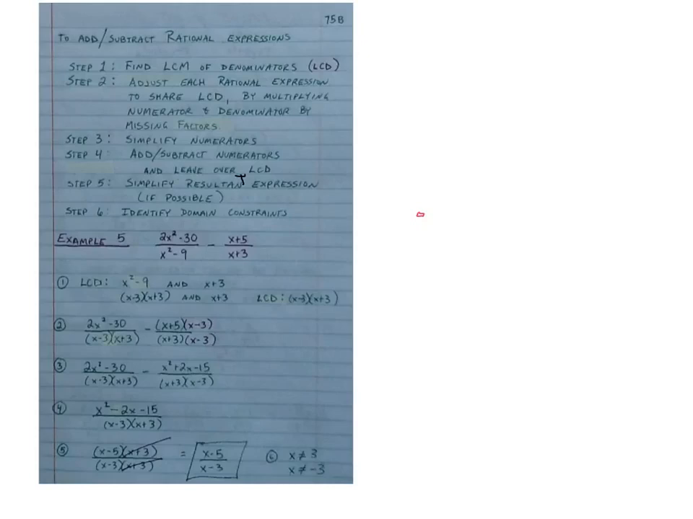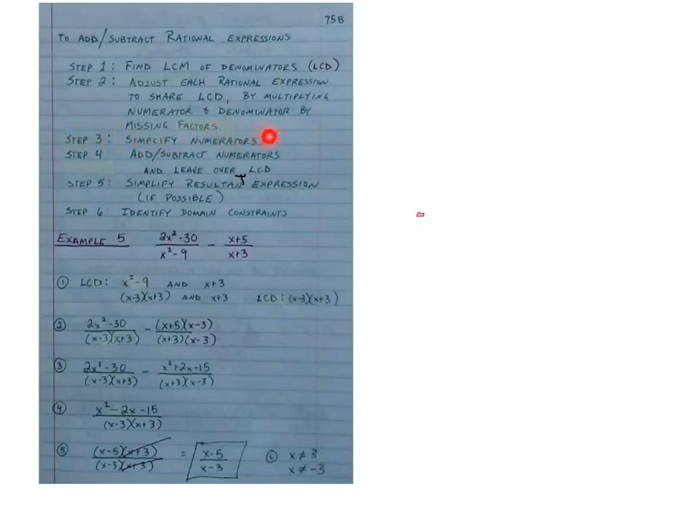Alright, for step 2 we need to adjust each rational expression to share the LCD. So we notice that in the first rational expression we already have the LCD, but in the second one we don't. What we're missing is the x minus 3 piece. So we multiply the numerator and the denominator by the missing piece, x minus 3.